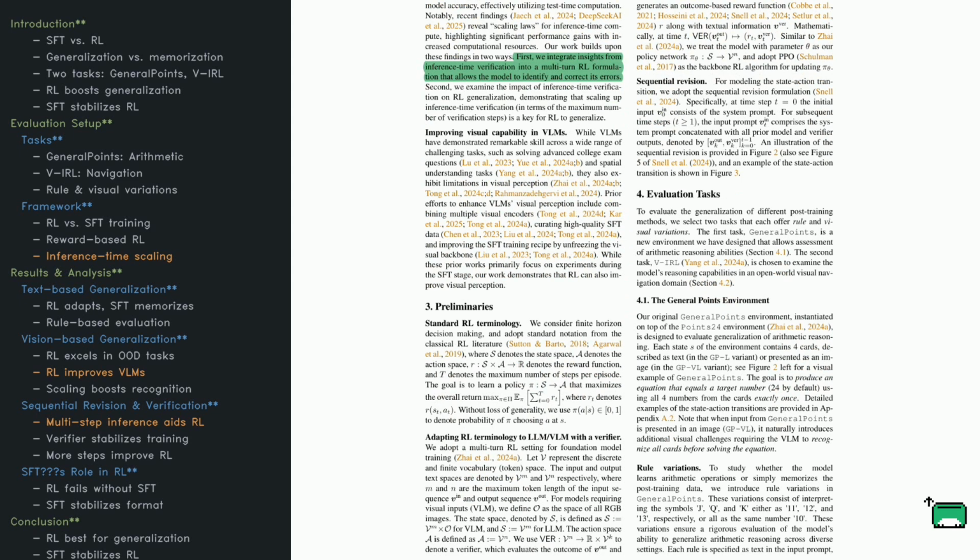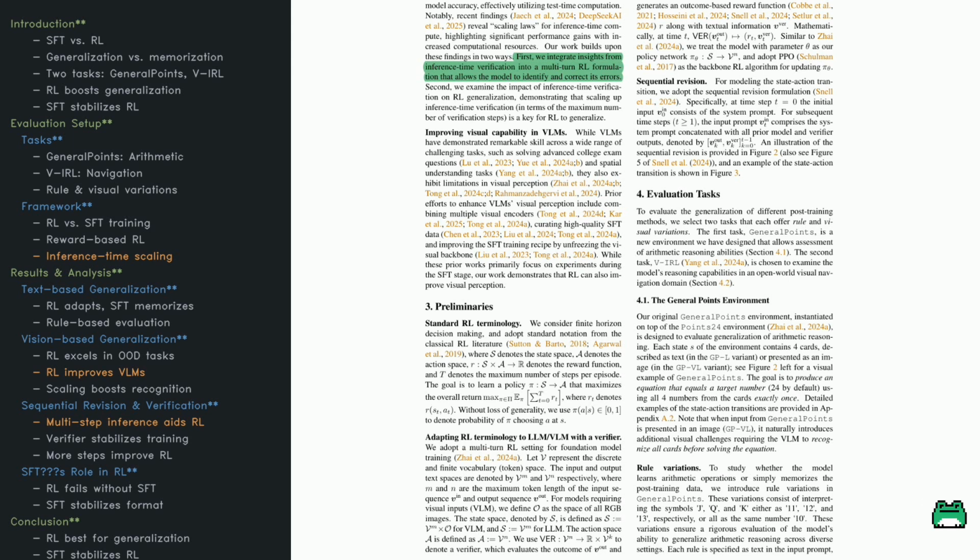Next up, let's talk about two important ideas: inference time verification and improving visual capabilities in vision language models, VLMs. First, inference time verification builds on the idea that scaling up computational resources during inference can boost performance. The study tests this by integrating verification into RL. Instead of making a single decision, the model gets multiple steps to refine its responses. And guess what? The more verification steps, the better the performance. This shows that scaling up inference time verification is a big factor in RL's ability to generalize.